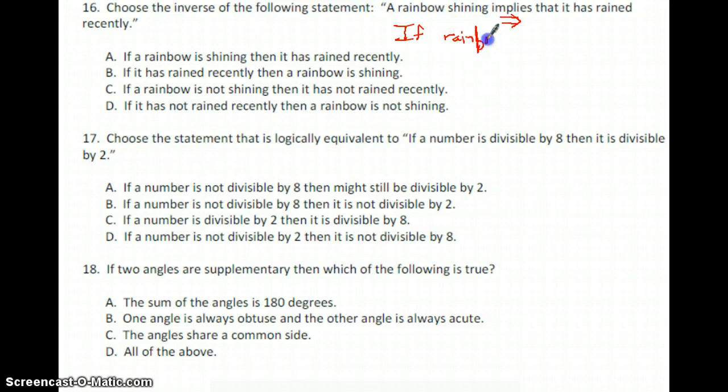That's a B. This thing's hard to write with sometimes. Then recent rain. Okay. If rainbow, then recent rain. So the inverse is going to be, well, we did change this to not rainbow and then not raining. So if there's no rainbow, then it hasn't rained recently, which looks pretty close, but that's a contrapositive. If a rainbow is not shining, there we go. There it is. It's at C.